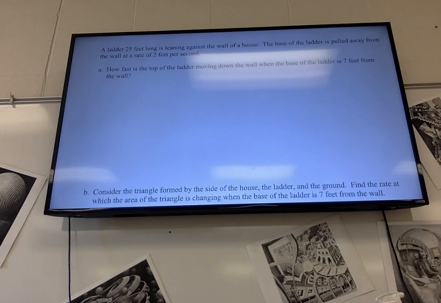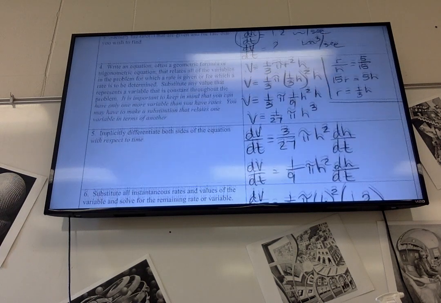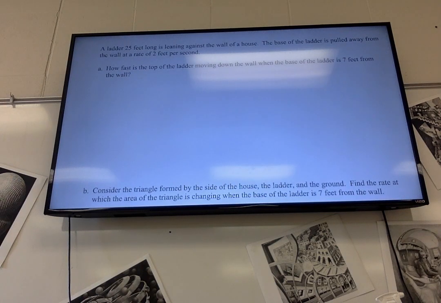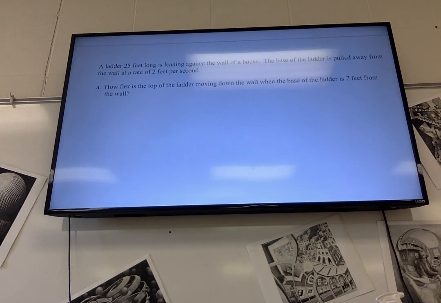Okay, so here's what the questions actually look like, which you have seen. They're not separated into these boxes. A ladder is 25 feet long and it's leaning against the wall of the house. The base of the ladder is pulled away from the wall at a rate of 2 feet per second.